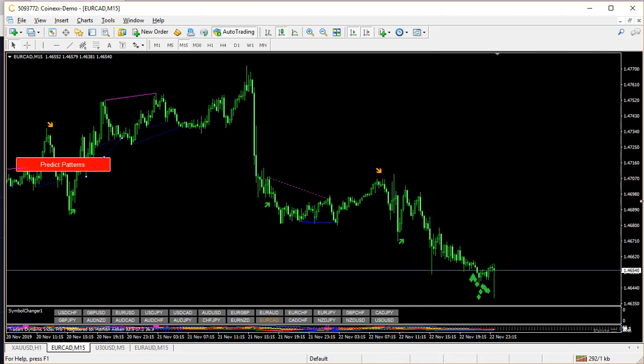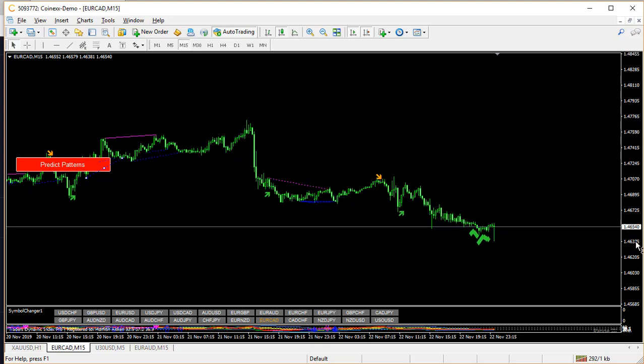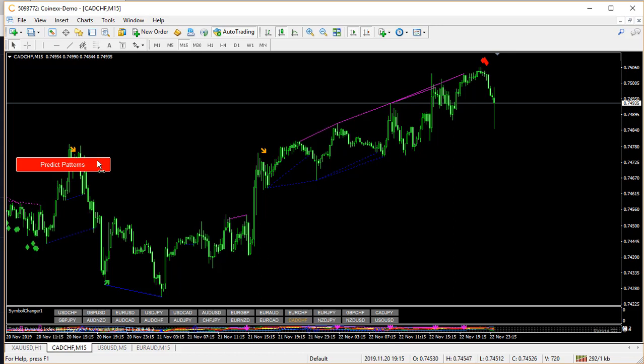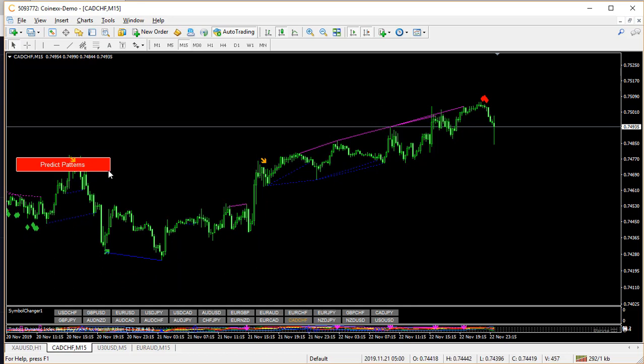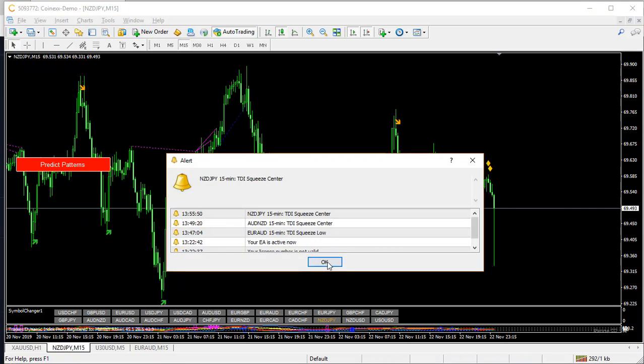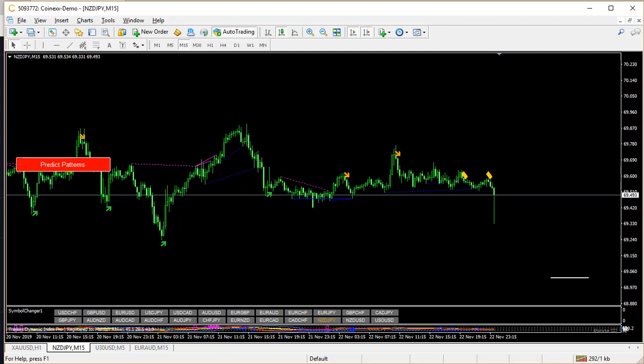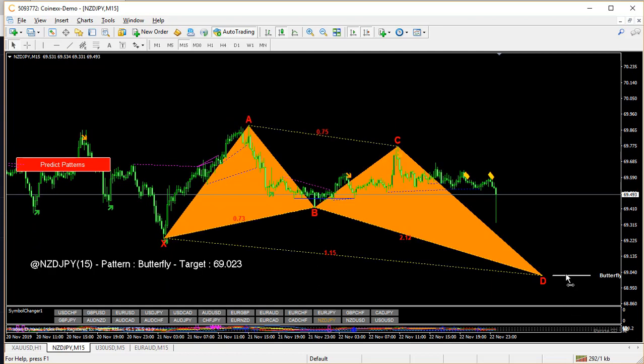Error code. No pattern. No pattern. NCDJPY. No pattern. Oh, here's one. Another butterfly.